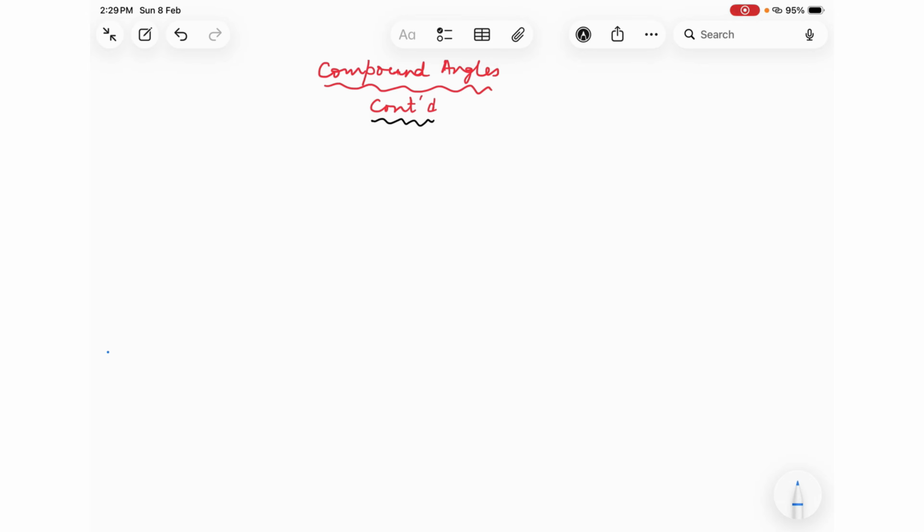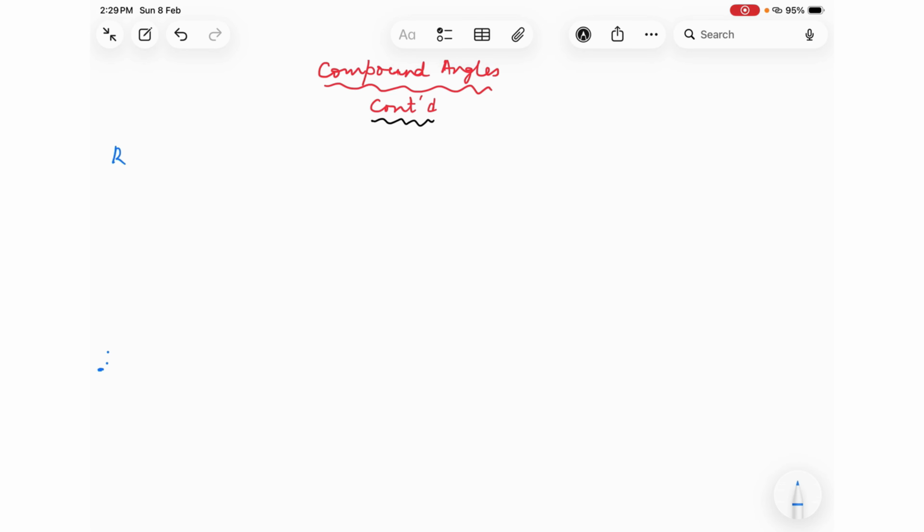In the previous video, we had discussed the second chapter of trigonometry, compound angles. In continuation of that, there are a few more very important results of this chapter. After we discuss those important results, we will discuss some good questions which are useful for our competitive exams as well as board exams.